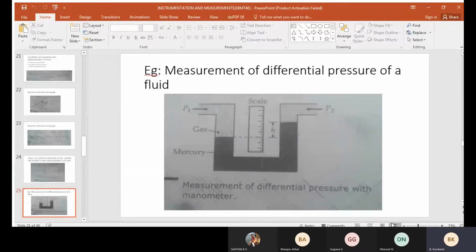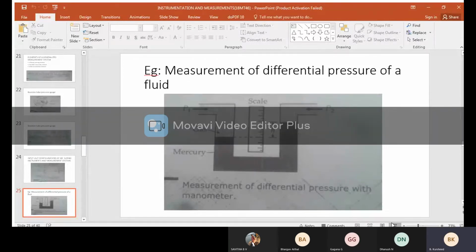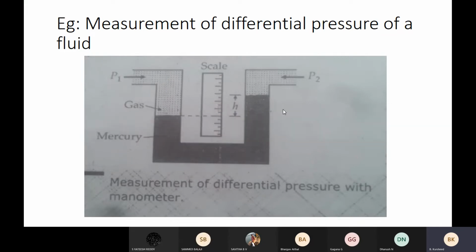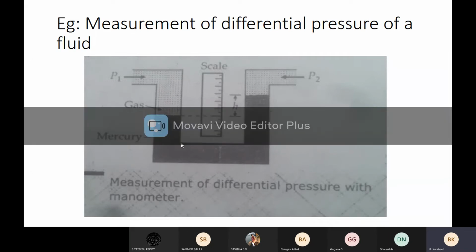Let us consider the measurement of a differential pressure of a fluid. Consider this as a U-tube. In this U-tube a liquid is present, the manometric fluid, which is mercury. This is used for the measurement of the differential pressure of the fluid.